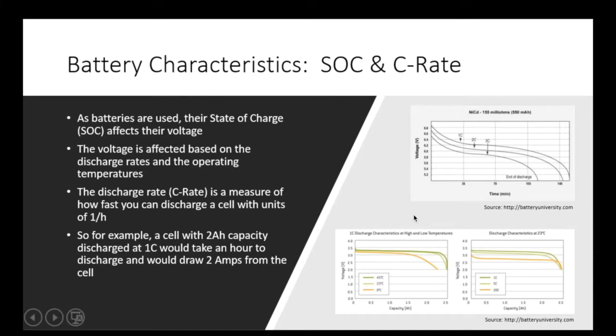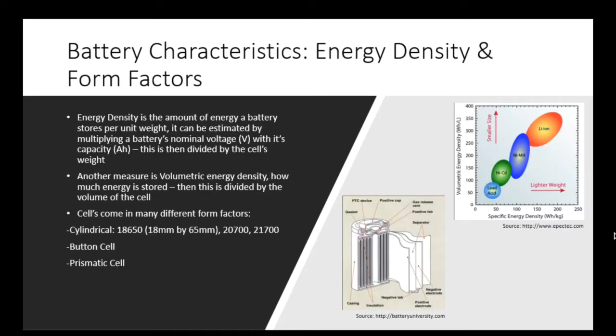The next measure for batteries is its C rate, and this is a way of normalizing across batteries of different capacitance. A C rate is a measure of how fast you can discharge a cell, and 1 C will discharge a cell in 1 hour. So if you have a 2 amp hour battery and discharge at 1 C, it would take an hour to discharge and draw 2 amps. But if you have a 3 amp hour capacity and discharge at 1 C, it would take 1 hour still, but discharge at 3 amps.